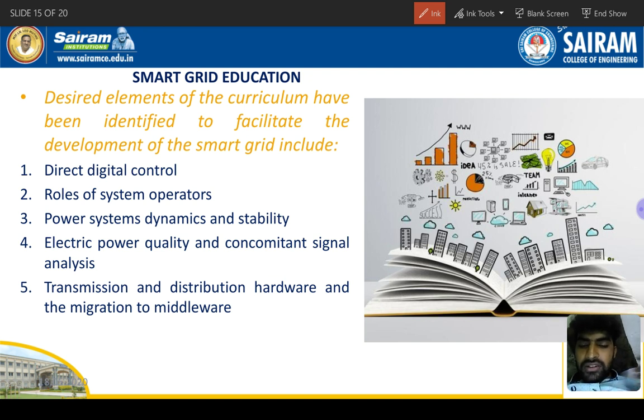Smart grid education involves concomitant signal analysis and electrical power quality, in the sense of voltage quality, current quality, and reactive power and active power management. And transmission distribution hardware and migration to middleware. So smart education involves transmission distribution hardware and migration to middlewares.